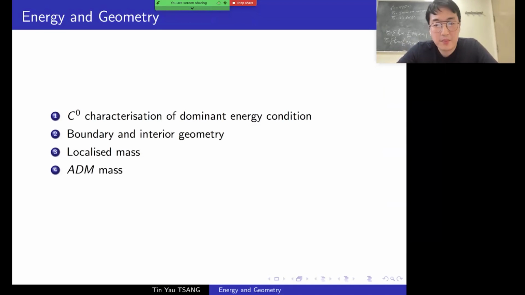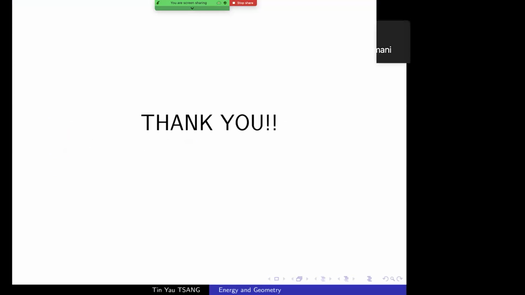Okay, so to sum it up, today we talked about a C0 characterization of the dominant energy condition, which is again definitely not only scalar curvature. Again, from boundary to interior geometry, we can talk about filling problems, and then we can tell the relation of a cube and the whole universe, so we can see it as localized mass. Of course, we talked about ADM mass itself. Yeah, so that's the end of my talk. Thank you so much.